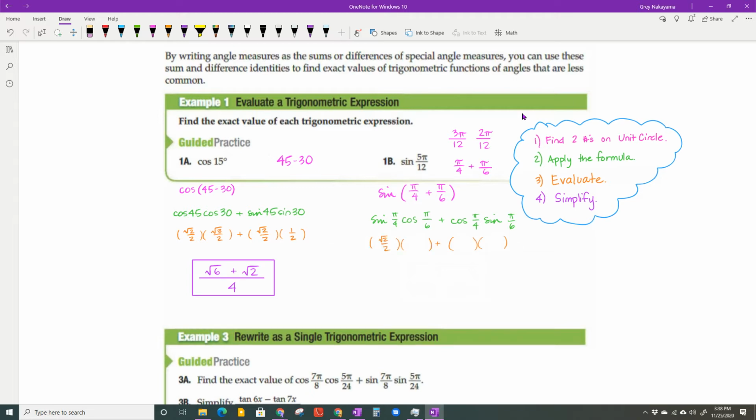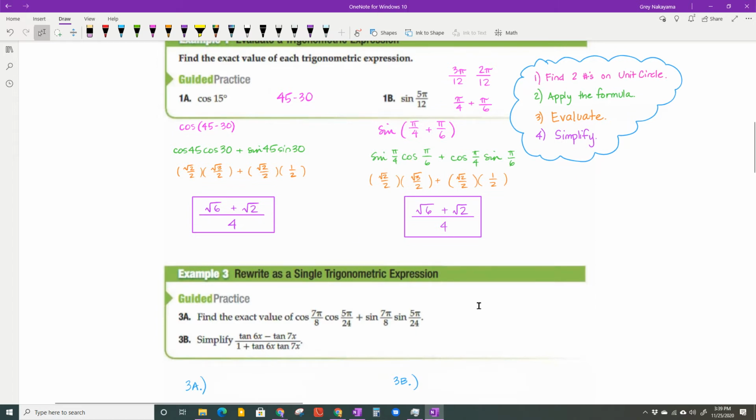Sine of pi over 4, cosine of pi over 6, cosine of pi over 4, and the sine of pi over 6. So funny enough, these two have to be very similar, the same problem. They probably, we won't go there. All right, so that gives me the square root of 6 plus the square root of 2 all over 4. All right, so sometimes you need to be able to go backwards.